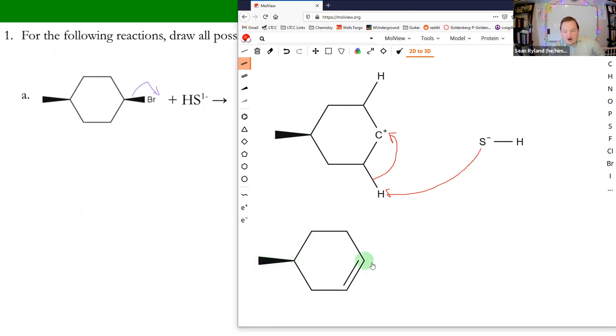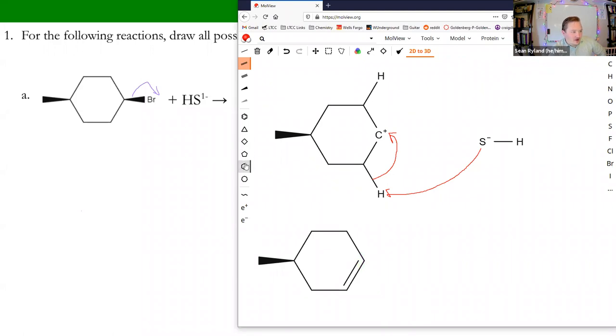It's a secondary carbon that's being attacked, Casey, but remember that E1 and E2 is referring to, is it first order or second order? First order means it goes through these multiple steps. It's not all at once. So even though it's a secondary carbon doing this, it's an E1 reaction.